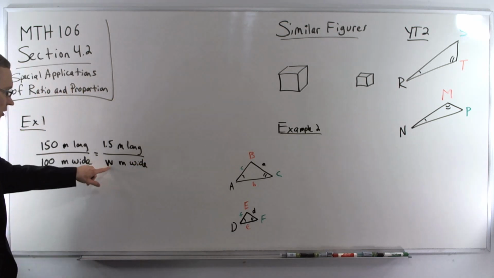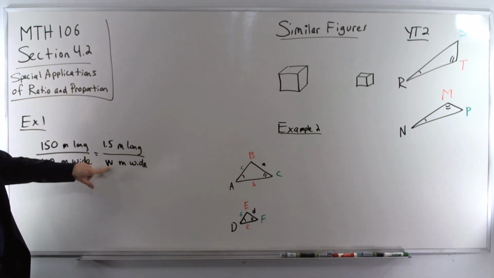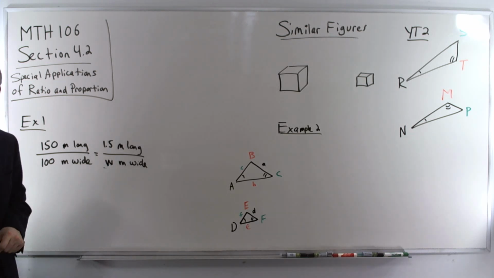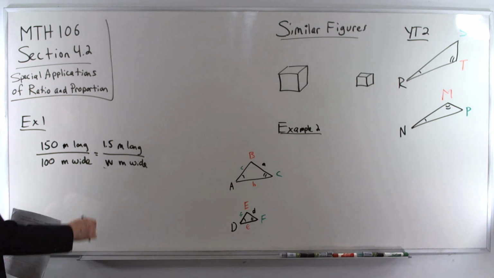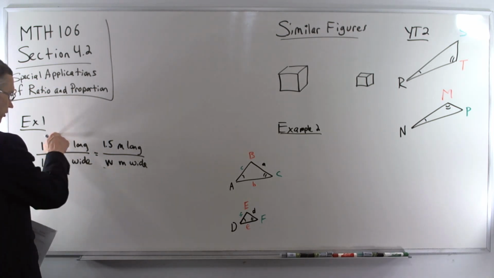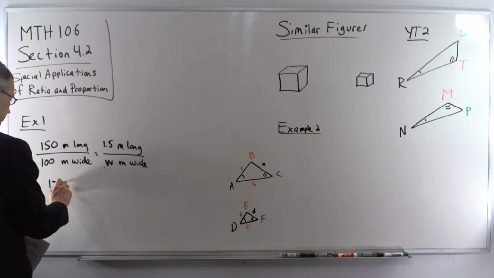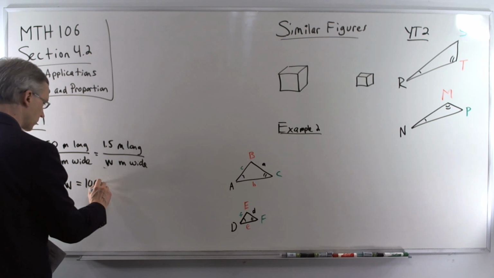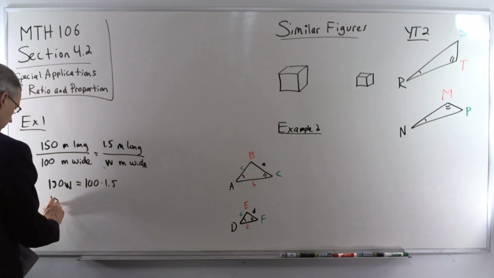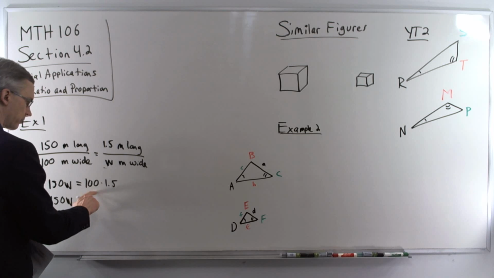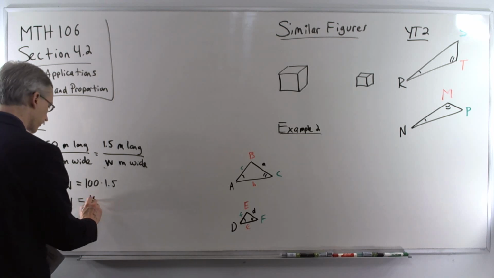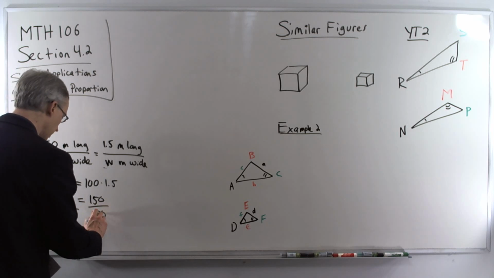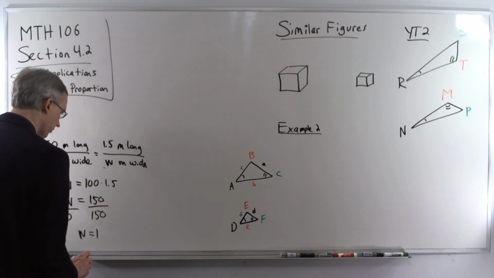We don't know the width, we're going to solve for it. So I'm going to declare a variable w for the width of the drawing. And now we have the proportion set up, we can cross multiply and solve. So cross multiplying, denominator by numerator, that's 150w equals 100 times 1.5. Multiplying over here, we get 150w equals 150. Divide by 150 on each side, and w equals 1.